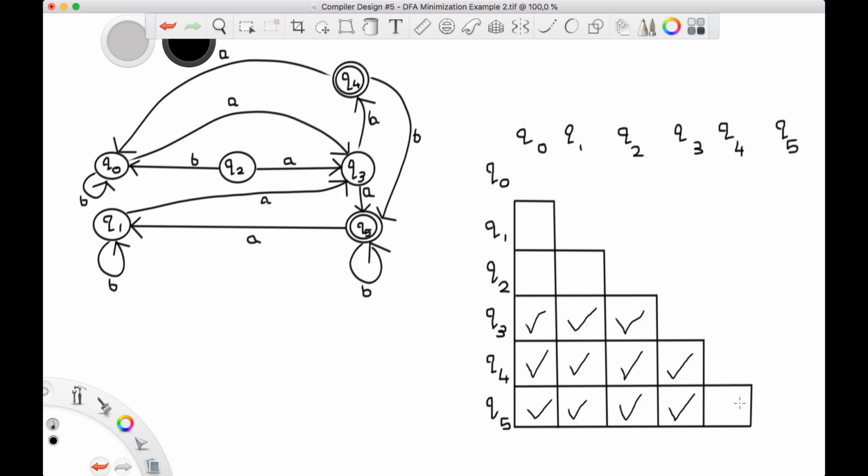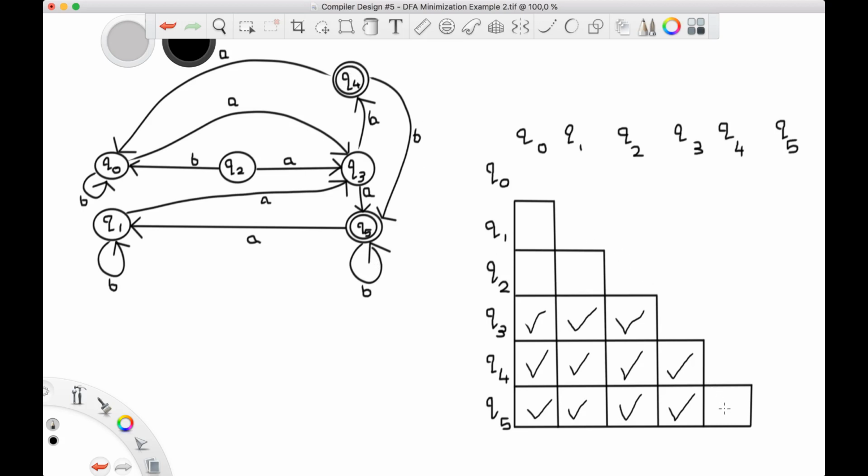And the other empty one is Q4, Q5. Well, Q4, given an input of A, goes to Q0. Q5, given an input of A, goes to Q1. Q0, Q1 are not checked as a pair. But what about B? Well, a B from Q5 leads to Q5. A B from Q4 leads to Q5.